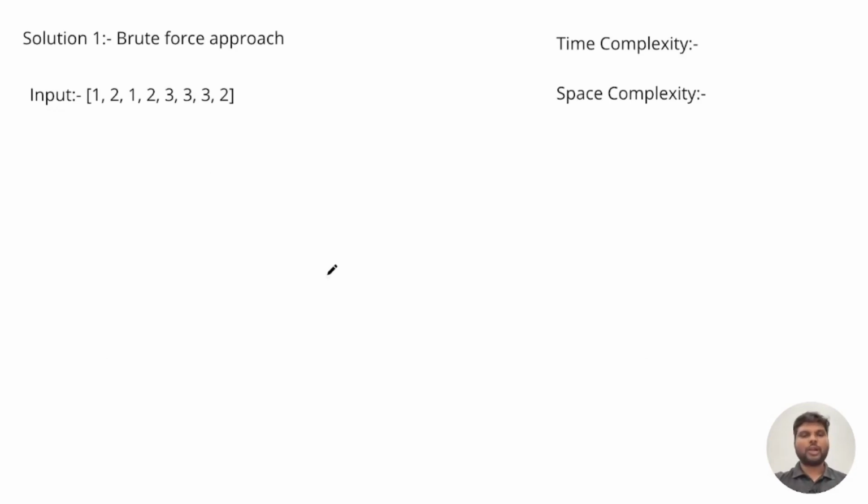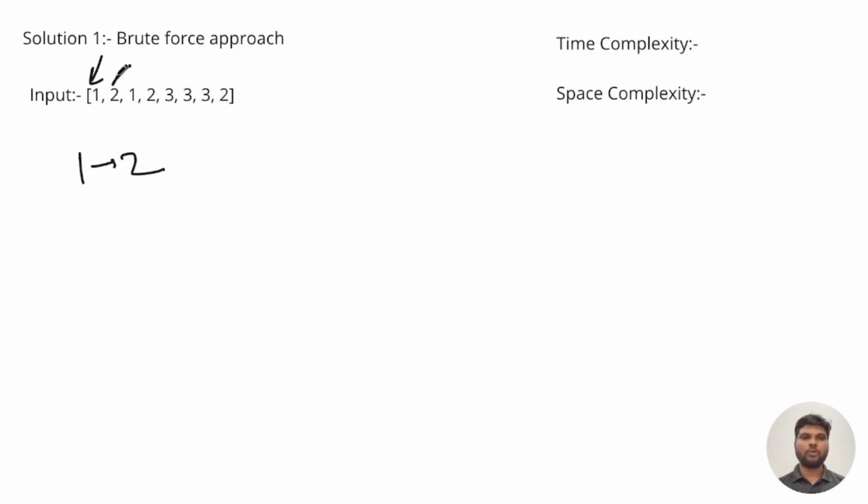Now let's look at the first approach, which is the brute force approach for solving this problem. In this approach, we will maintain 2 for loops. The first one will go over all the elements, and the second one will calculate the number of occurrences of a particular element. Basically we will start with 1 and count how many occurrences of 1 there are in this array. 1 has 2 occurrences.